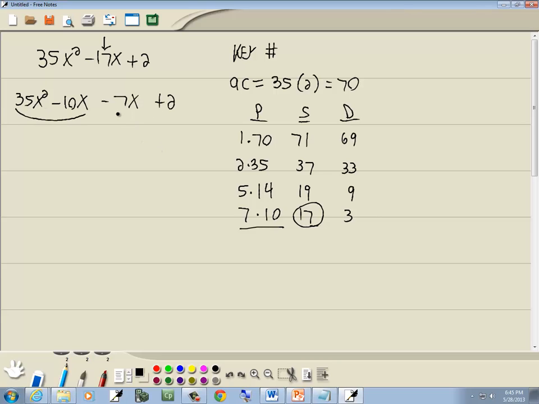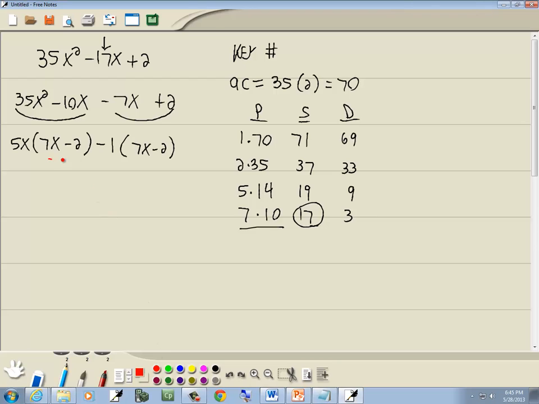Now use factoring by grouping. Group the first two terms together, group the last two terms together. Now the first two terms have a 5 and an x in common. That's my GCF. Now that leaves 7x minus 2. The second group doesn't have anything in common, but my first term is negative, and if your first term is negative, you always factor out a negative. So I'll factor out a negative 1, and that would leave us 7x minus 2.